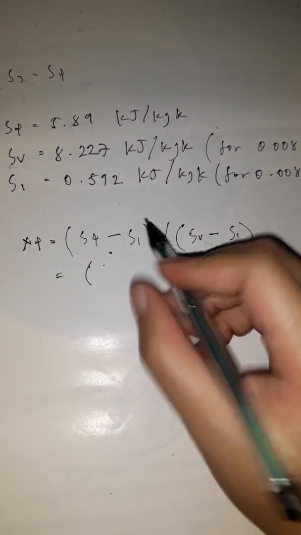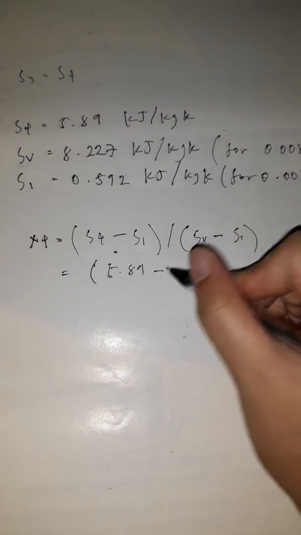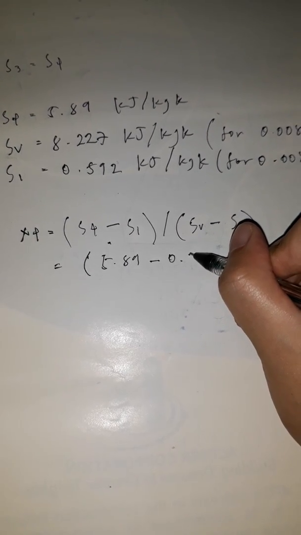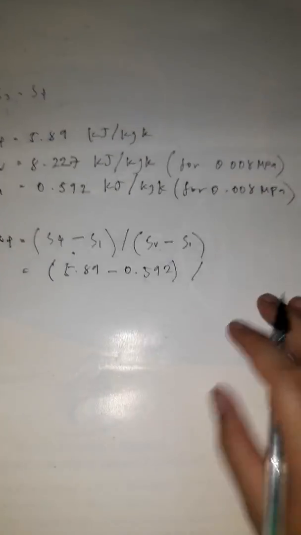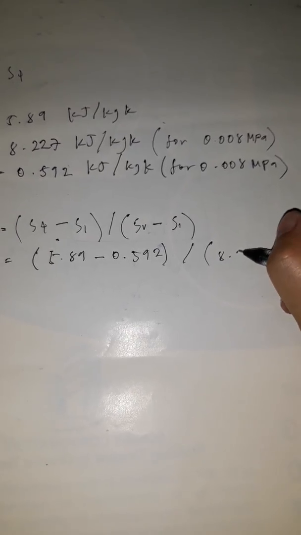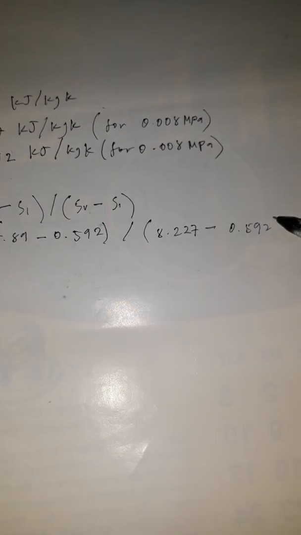The entropy of the wet steam is 5.89, minus the entropy of saturated liquid water, which is 0.592, divided by the entropy of the dry steam, which is 8.227, minus the entropy of saturated liquid water, which is 0.592.